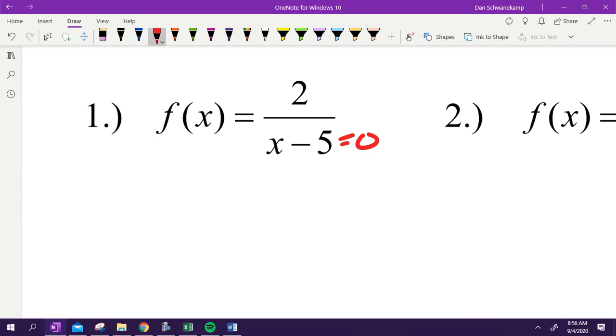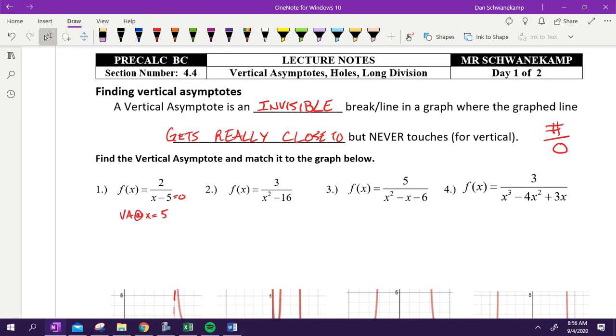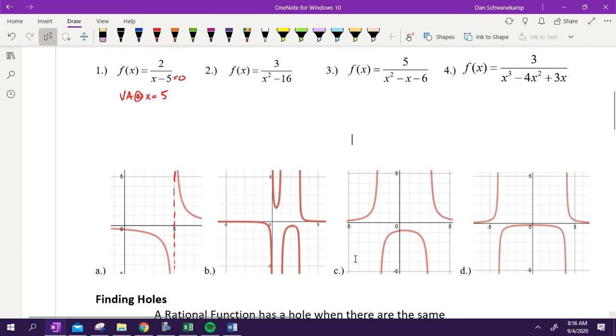So if I were to solve that, I'm going to have a vertical asymptote at x is equal to what number? 5. Because if I plugged in 5, I would get 0 on bottom. It would be 2 divided by 0, and that's when I get a vertical asymptote because it's undefined. Okay, which graph down below has a vertical asymptote at 5? The first one. We did this one right here. Letter A, we said there was a vertical asymptote right there. So 1 and A go together. We found the vertical asymptote and then we matched it with the graph.